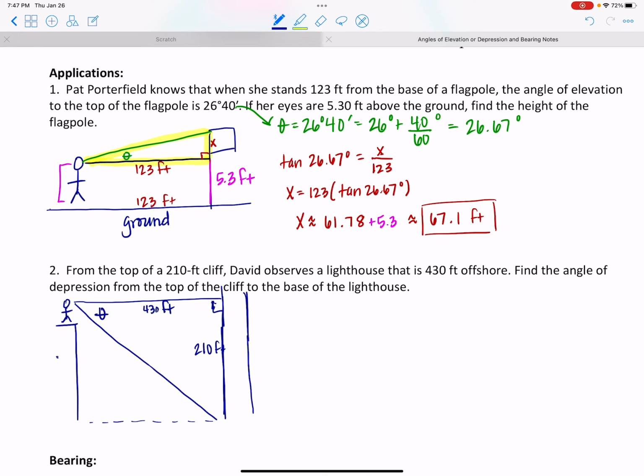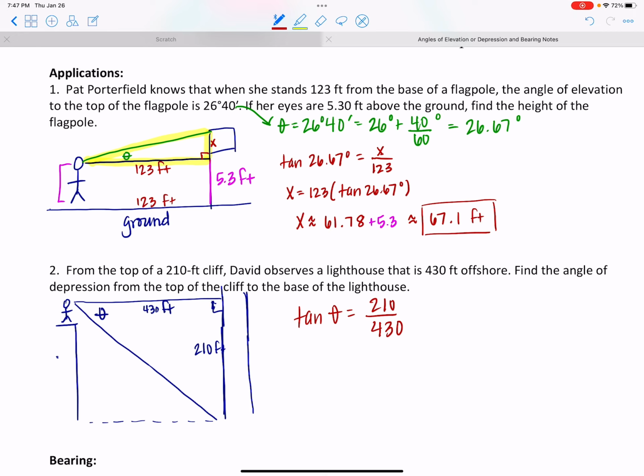Again, we have enough information to do this. According to that angle, we have the side that is opposite as well as the side that is adjacent. So once again, we should be able to use tangent to solve. So we can say the tangent of our angle is a ratio of the opposite side, 210, over the adjacent side, which is 430. But the solving's a little different on this one.